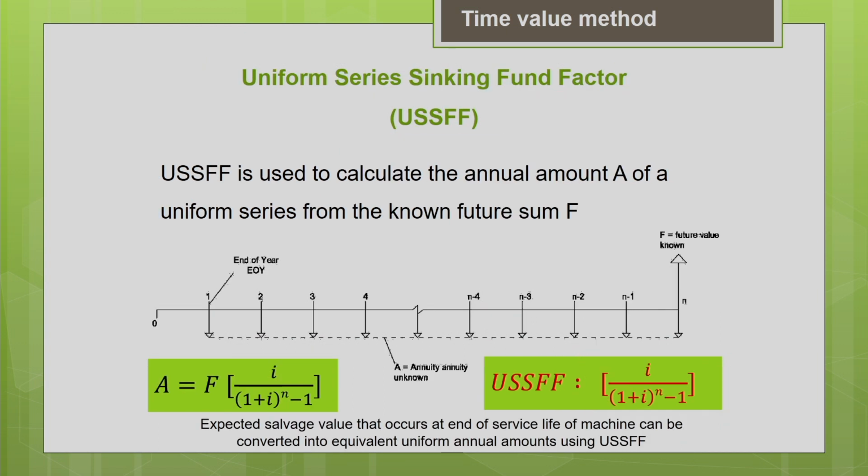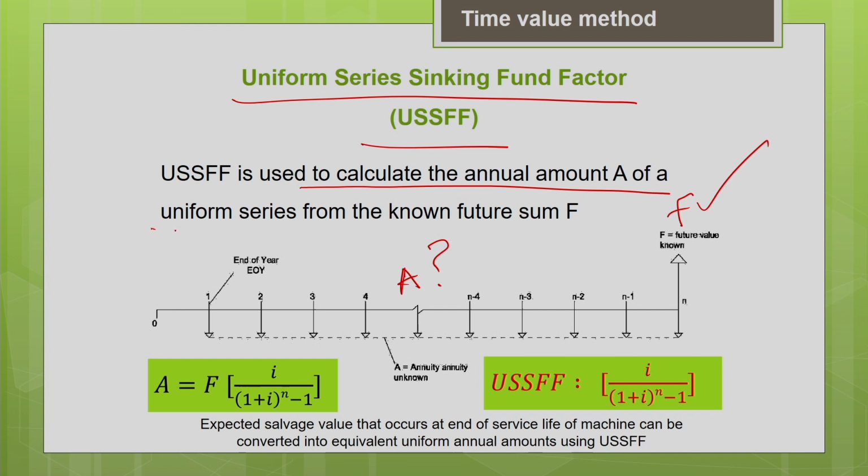So another important factor is the uniform series sinking fund factor. It is the inverse of the earlier case we have discussed. In this, the uniform series A is unknown, but F is known. So this is used to calculate the annual amount A of the uniform series from the known future sum F. I am going to find the equivalent A for that.